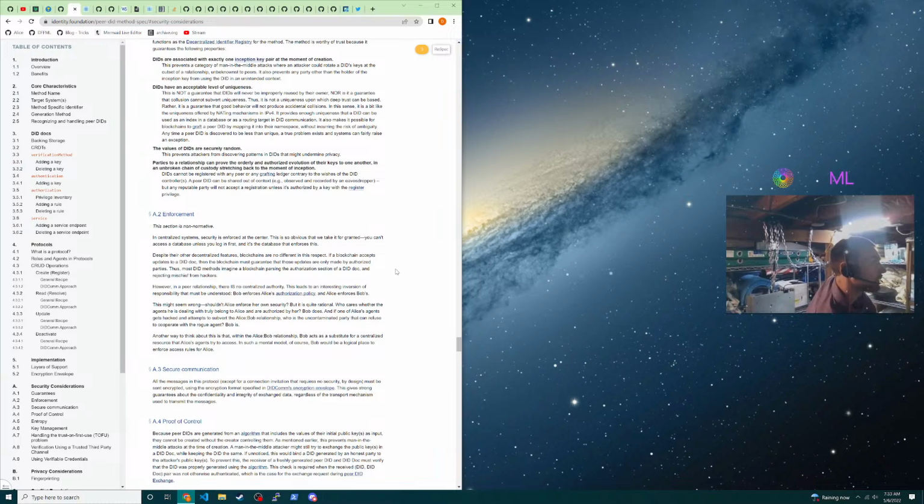Data storage. Any grafting ledger. Okay, so what's a grafting ledger?